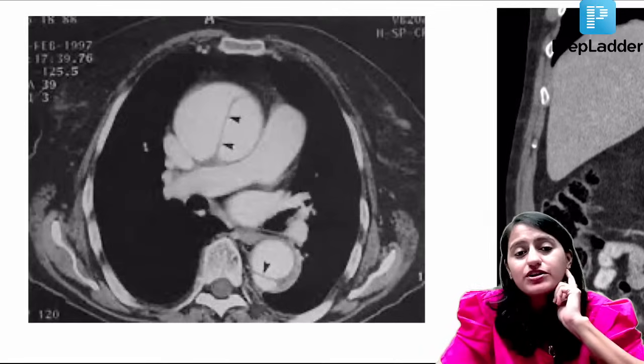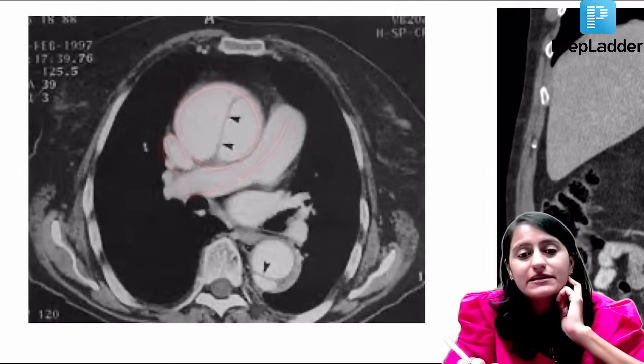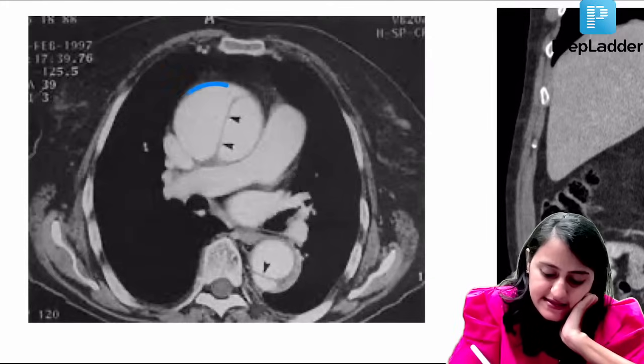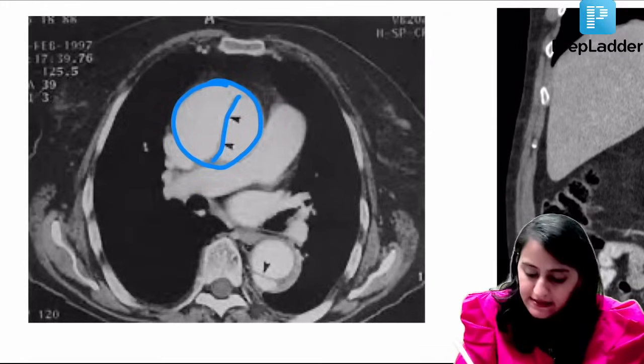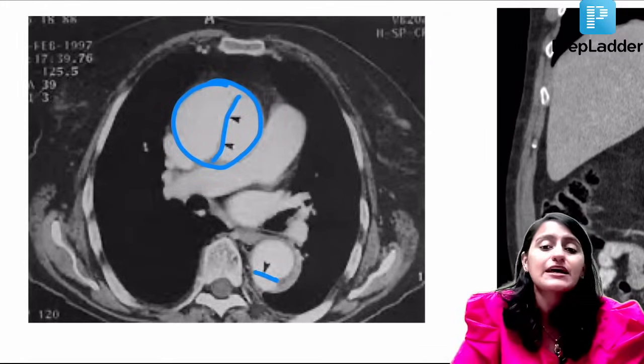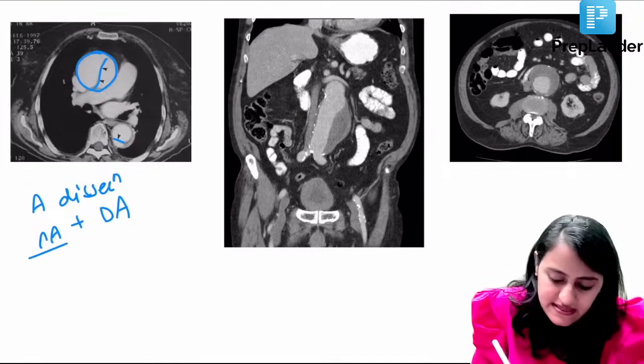Very good. Aortic dissection. Can you appreciate the superior vena cava, ascending aorta, pulmonary artery there? Look at the ascending aorta, which is dilated, plus showing this bifurcation. There is bifurcation in the descending aorta also. So this is aortic dissection involving the ascending aorta plus the descending aorta.